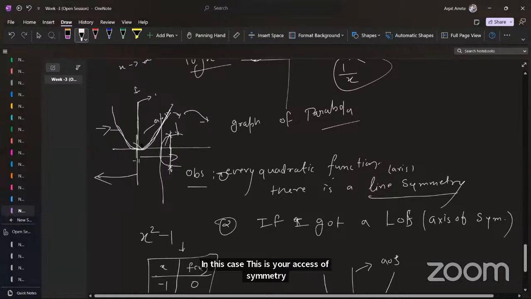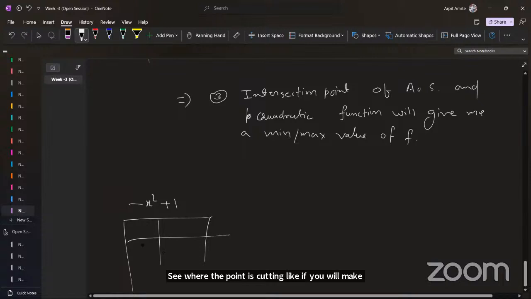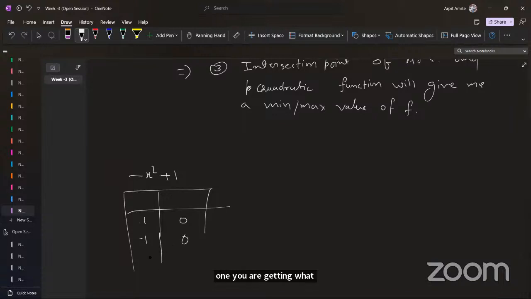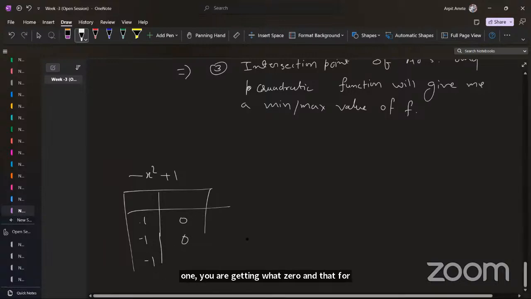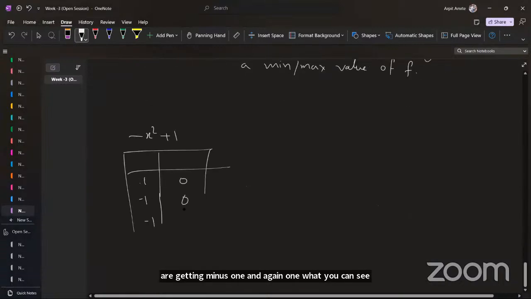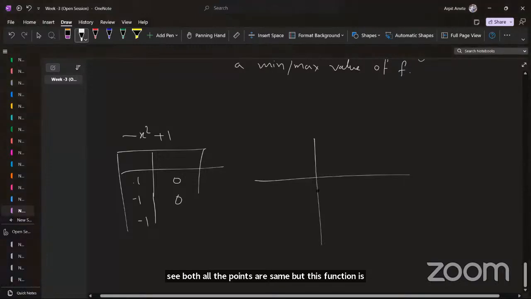If you make the graph of minus x square plus 1, what points can you get? For 1, you are getting 0. For minus 1, you are getting 0. And for 0, you are getting minus 1. All the points are the same, but the earlier function goes upward and this function will go downward. That I will discuss further.